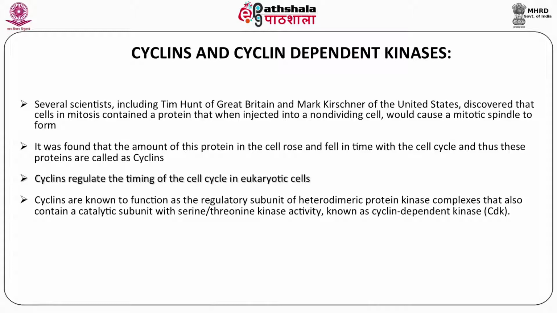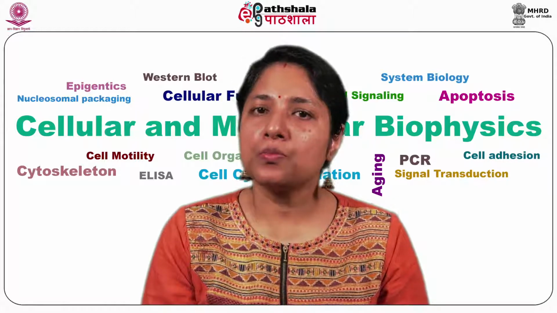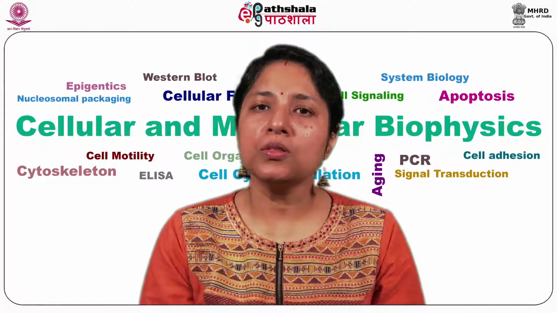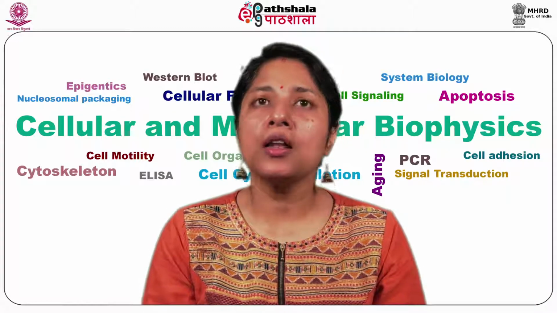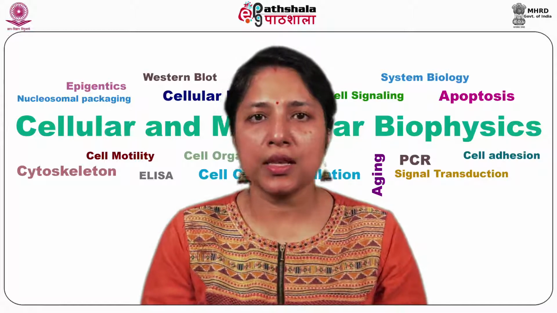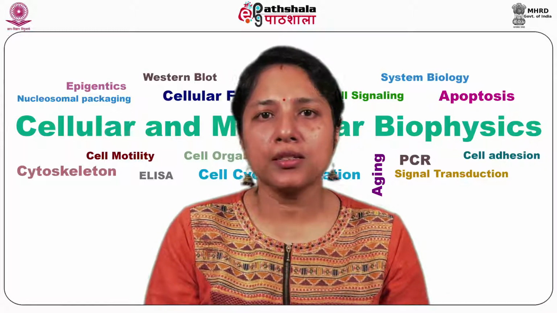Several scientists, including Tim Hunt from Great Britain and Mark Kirschner from the United States, discovered that cells in mitosis contain a protein that, when injected into a non-dividing cell, would cause a mitotic spindle to form. It was found that the amount of this protein in the cell rose and fell in time with the cell cycle, and thus these proteins are called cyclins because they keep fluctuating between cell cycles. Cyclins regulate the timing of the cell cycle in eukaryotic cells.